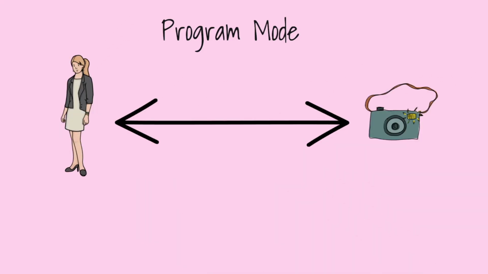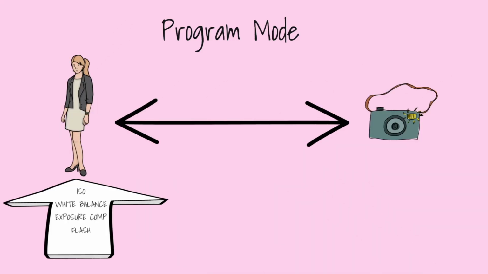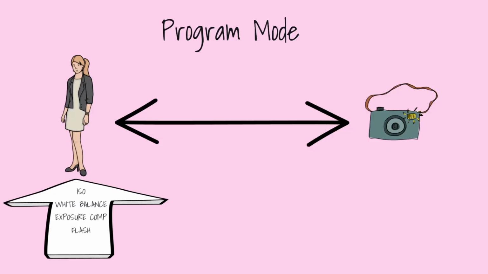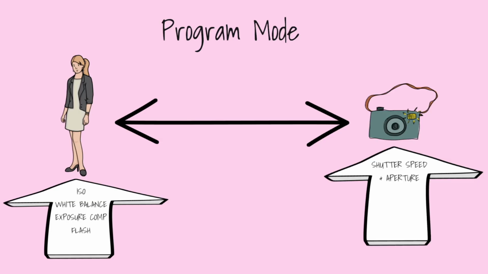The next one is P, and P stands for program mode. So P allows you to control some things, like you can control the white balance, you can control whether or not it has a flash, and it gives you a little bit more control, but it doesn't give you as much control as manual mode does. So it's great for you if you're just kind of in between. So you should set your camera to P if you're that type of person.